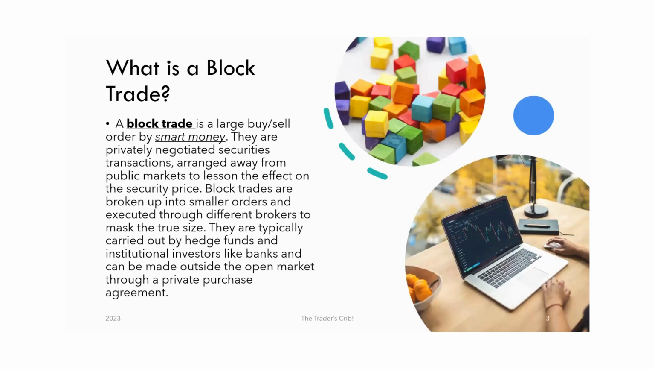All right, what is an order block? An order block is a very large buy or sell order created by smart money. They are privately negotiated security transactions arranged away from the public markets to lessen the effect on the security price. Block trades are often broken up into smaller orders and executed through different brokers to mask their true size. They are typically carried out by hedge funds and institutional investors like banks, and can be made outside of the open market through a private purchase agreement.